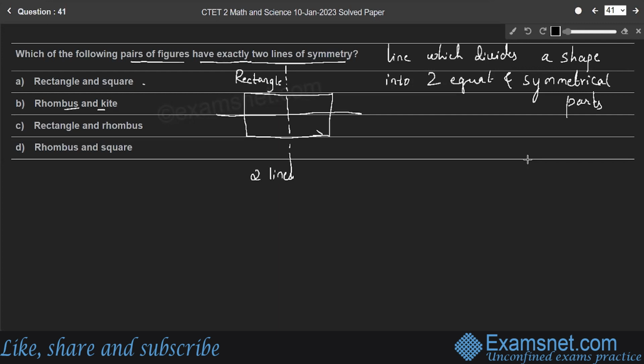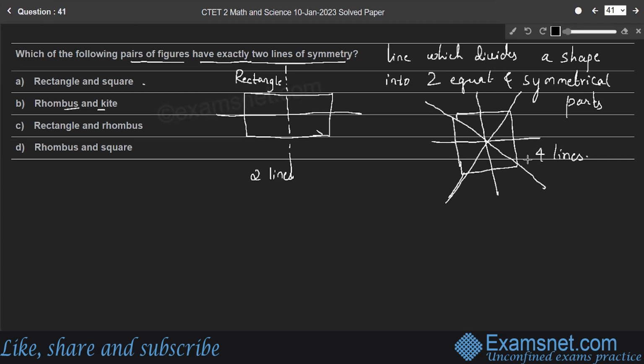So we'll consider the case of square. According to option 1, rectangle and square is a pair. In case of square, we have one vertical line of symmetry and a horizontal line of symmetry, right? And also a line that passes through the corners, so it is nothing but a diagonal, and another diagonal, right? So a square has 4 lines of symmetry, right? Each line divides the square into 2 equal and symmetrical parts.